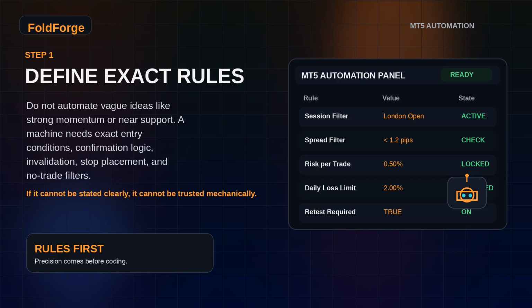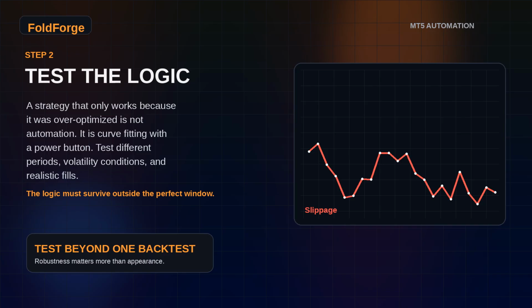If you want to automate trading in MT5 properly, there are 4 stages you need to follow. First, define the strategy and rules that a machine can actually execute. Not vague ideas like trade strong momentum or buy near support. You need exact conditions. What triggers the entry? What confirms the setup? What invalidates it? Where the stop goes? Where the take profit goes? And when the system is not allowed to trade.